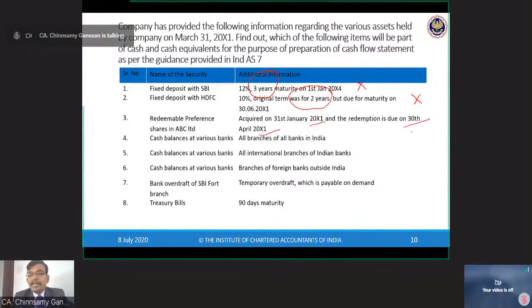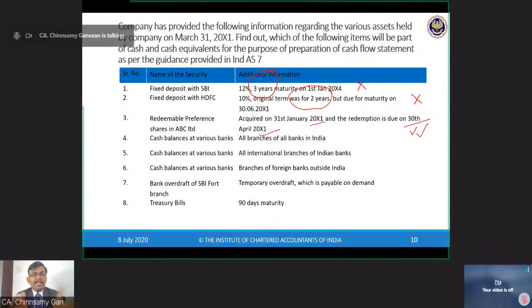So the first condition is satisfied. Okay, I am just putting one tick mark. What is the second condition? It is a highly liquid investment. Preference shares of a company, normally we assume that it's a quoted investment. So I can go to the market in case I want to sell it. So the second condition is also satisfied. Otherwise also, within 3 months I will get that entire amount from the bank. So highly liquid, readily convertible into cash. Yes.